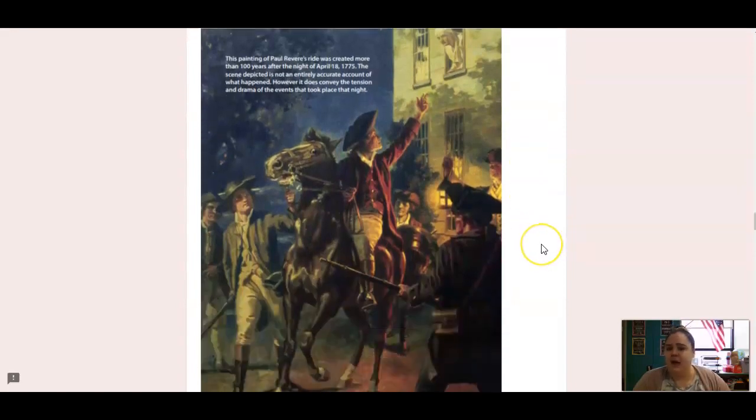And this is a painting of Paul Revere's ride. It was created more than 100 years after the night of April 18, 1775. The scene was depicted in not an entirely accurate account of what happened. However, it does convey the tension and drama of the events that took place that night.